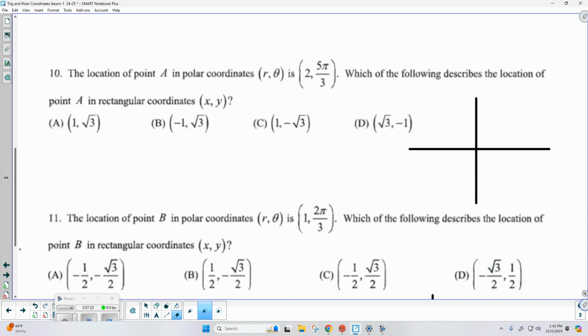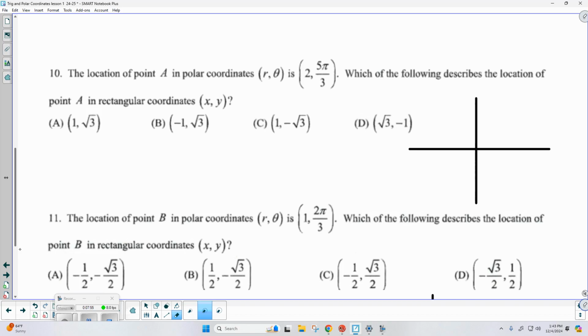All right, so number 10. The location of point A in polar coordinates r, theta is 2, 5 pi over 3. Which of the following describes the location of the rectangular coordinates x, y? So this is a conversion problem. We want to change polar to rectangular. So the first thing we need are my formulas. The mathematics behind it is not difficult. I don't think that's what's going to catch anybody, if anything, on this quiz. I think it's just remembering those formulas.